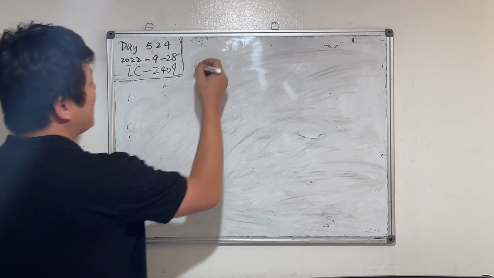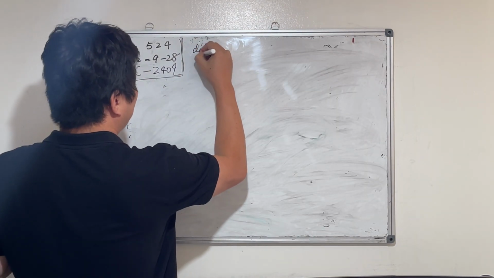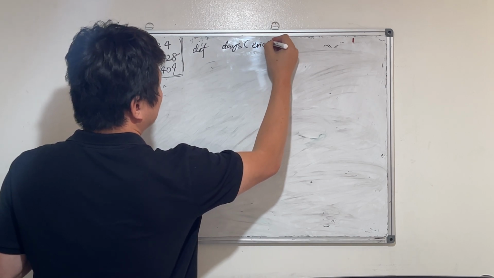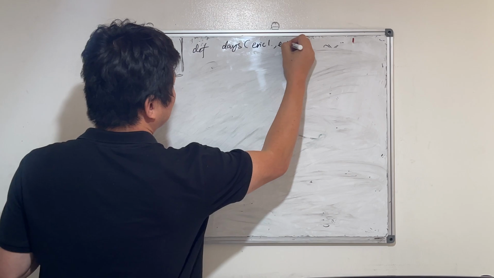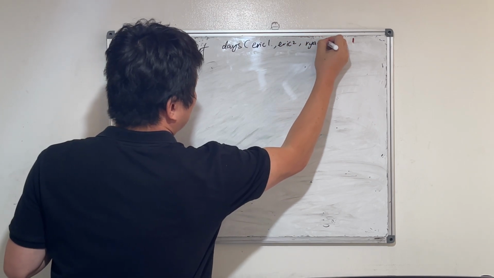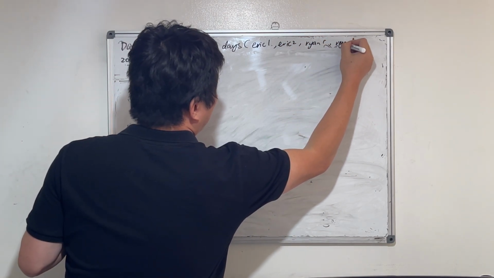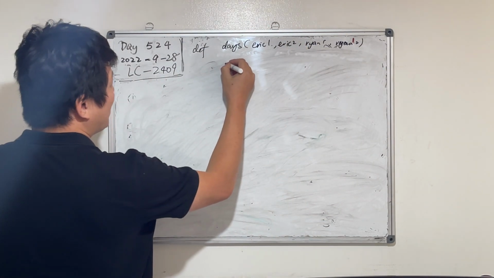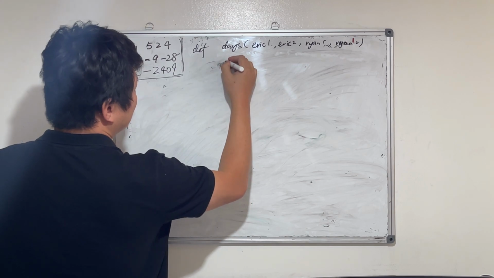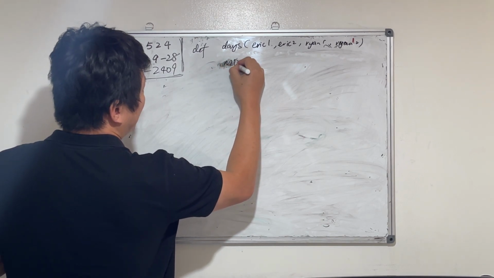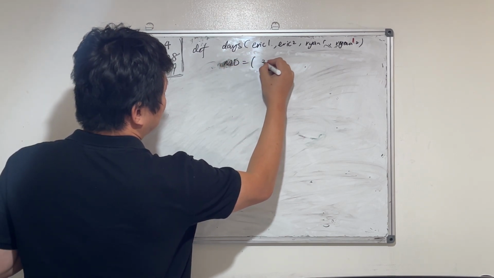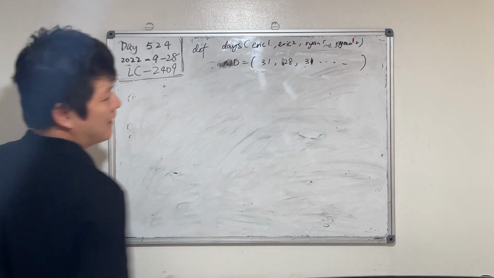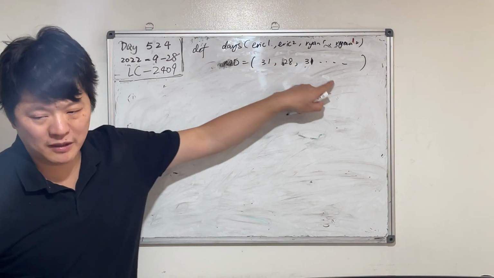So first of all, we need to know the days. Define the days: Eric 1, Eric 2, Ryan 1, Ryan 2. 1 is the arrival day, 2 is the departure day. And first of all, we need to get the day of the month. So we say month day equals 31, 28, 31, etc. This is the number of days in each calendar month.